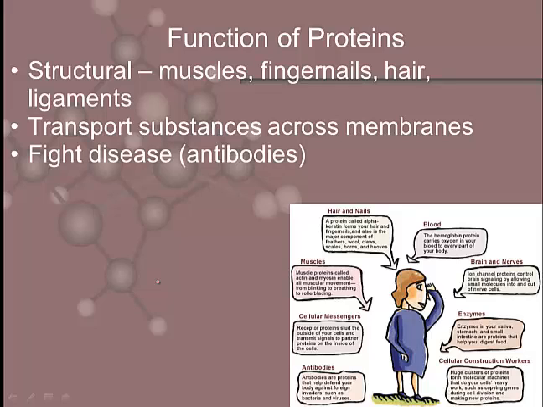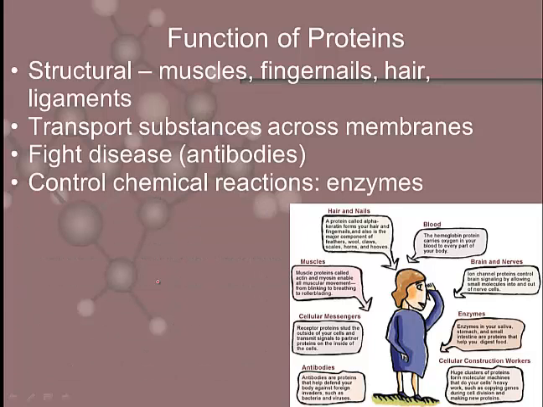Those specifically are called antibodies. A lot of different kinds of antibodies, and as you get exposed to diseases, you make even more kinds of antibodies. And they can also control chemical reactions, and that happens in the form of enzymes. Enzymes are going to speed up chemical reactions, make them go faster. So without enzymes, it could take you years to digest a meal. With enzymes, you can digest an entire meal in less than 24 hours.